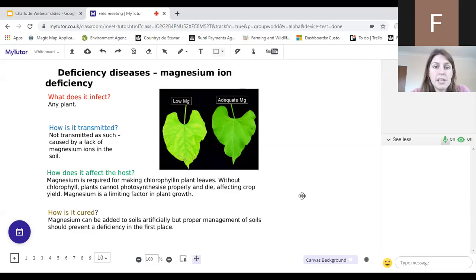Magnesium is a limiting factor in plant growth. Plants cannot grow without magnesium. So it's a really important deficiency. Magnesium can be added to soils artificially, but proper management of soils should prevent a deficiency in the first place.